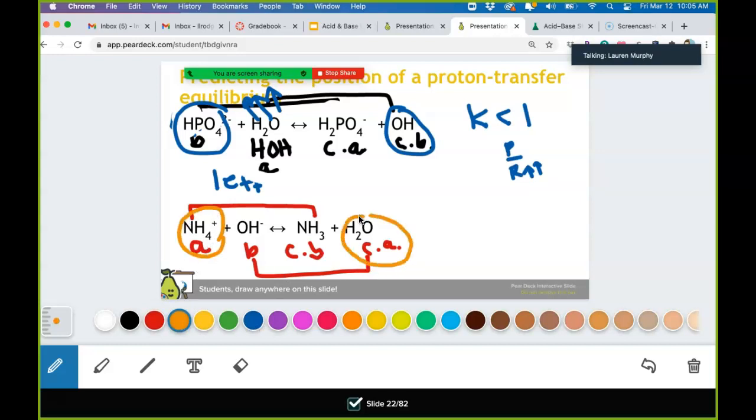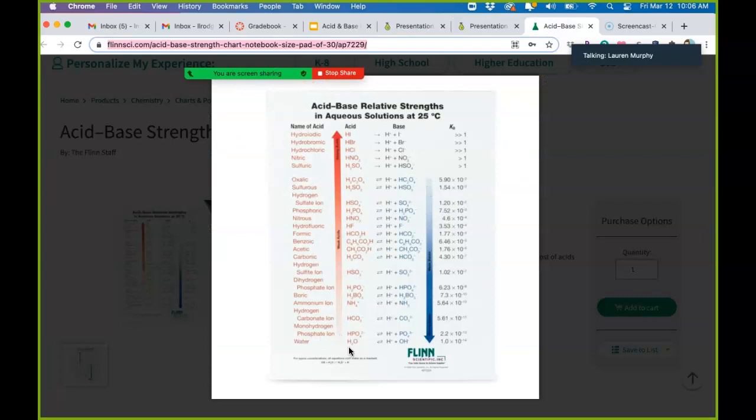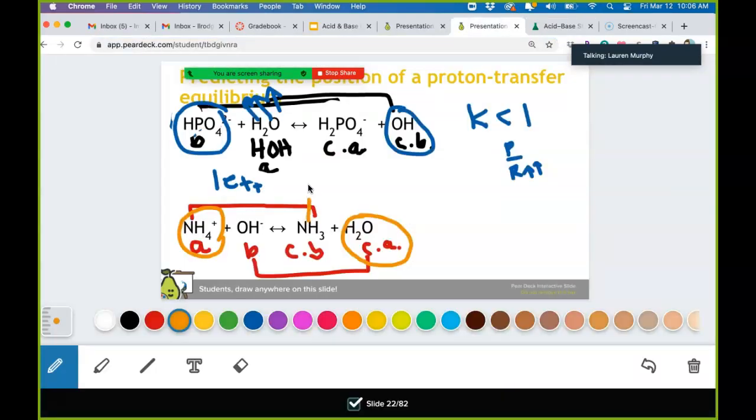We're going to figure out who the stronger acid is. Is it ammonium or is it water? So we go to our chart and we see, okay, water's the worst acid on here. Ammonium is a little bit above it, so ammonium is the better acid. So ammonium will lose the hydrogen ion. When it loses the hydrogen ion, it forms ammonia. So equilibrium lies to the right, or to the product side. K greater than 1, right? Because if we have more product, you'll get a bigger number.